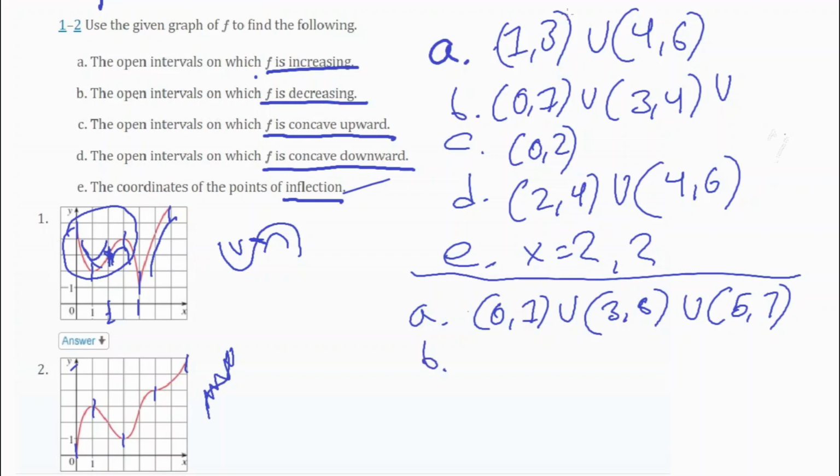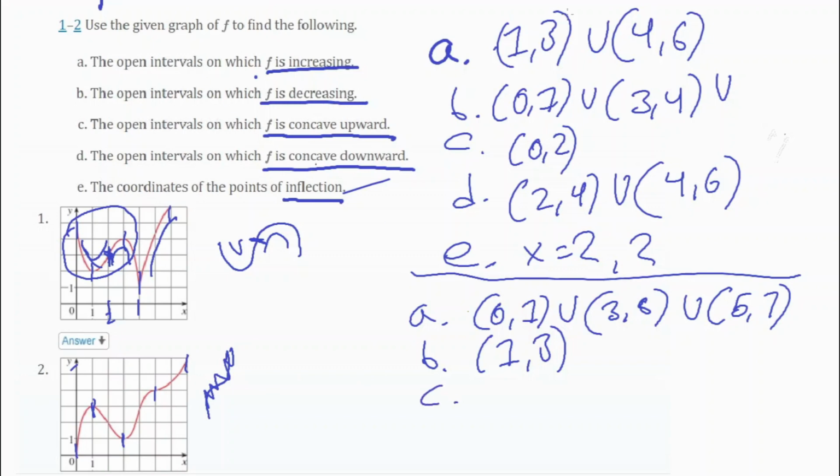And now we go to B, the open intervals in which f is decreasing. So f is decreasing on the opposite intervals, which is going to be 1 to 3. And I believe that's the only one, right? Yeah, 1 to 3 is the only interval of decrease.